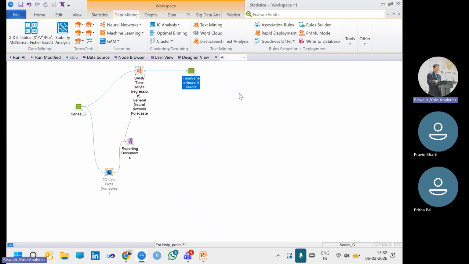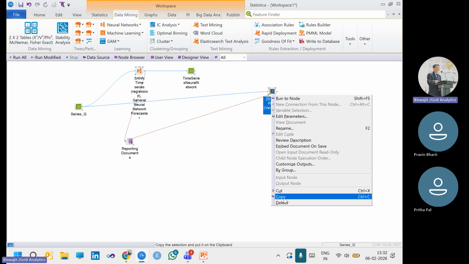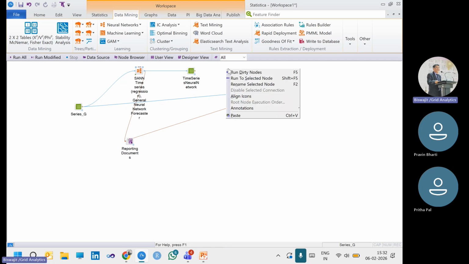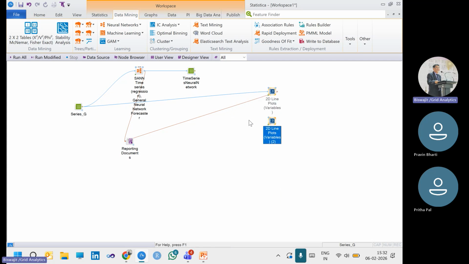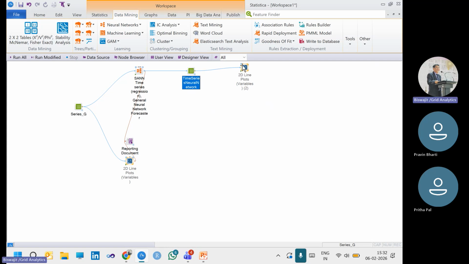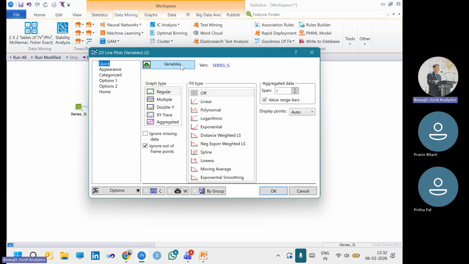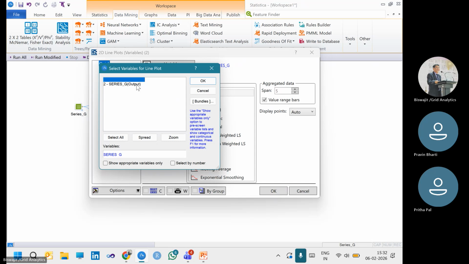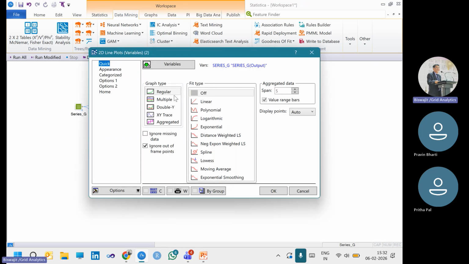right? So I can take the same node. I can copy this node. I can press this. I can define my specification here. Here I do have multiples because earlier I only had one variable. So here I do have the multiples.